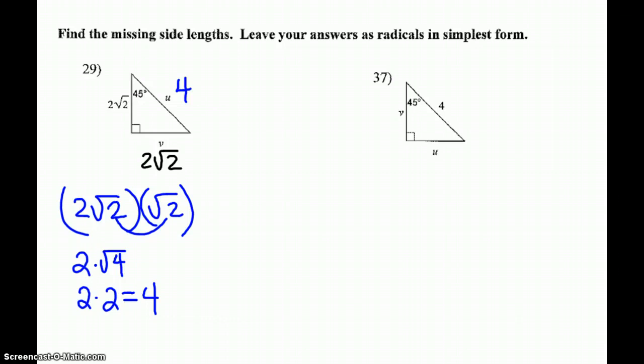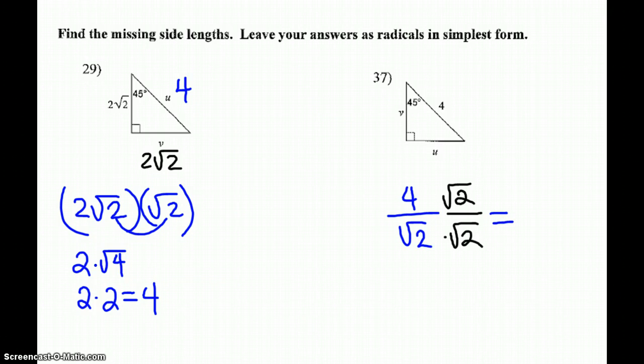On 37, they're giving me the hypotenuse. So this time, instead of multiplying by root 2, I'm going to divide by root 2. So I take 4, divide it by root 2. When you're dividing by a radical, this is where you have to do the rationalizing thing that we talked about in class. So to get rid of the root 2 in the bottom, I have to multiply bottom and top by root 2.